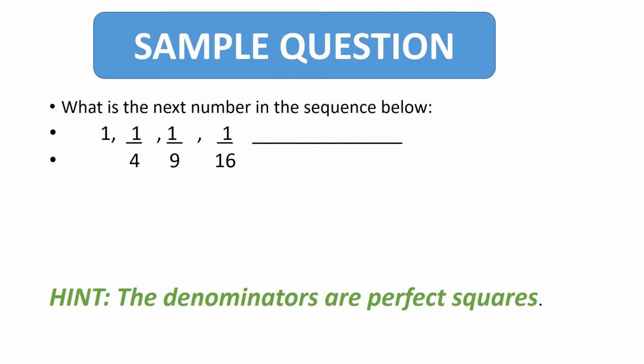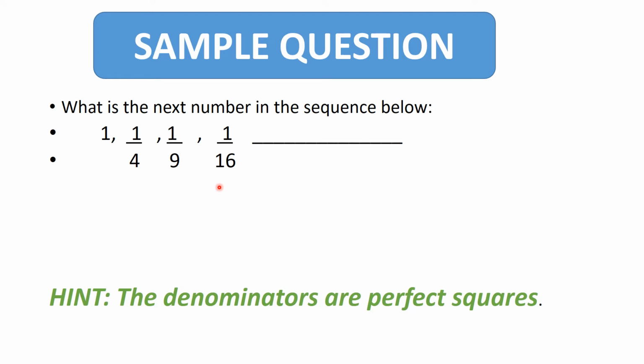The first question for today: what is the next number in the sequence below? If you look at these numbers, the first number is 1, followed by a quarter, a ninth, a sixteenth, and then they want you to find the next number. Make sure all of them are fractions. Remember, 1 is the same as 1 over 1. So it is 1 over 1, 1 over 4, 1 over 9, and 1 over 16.